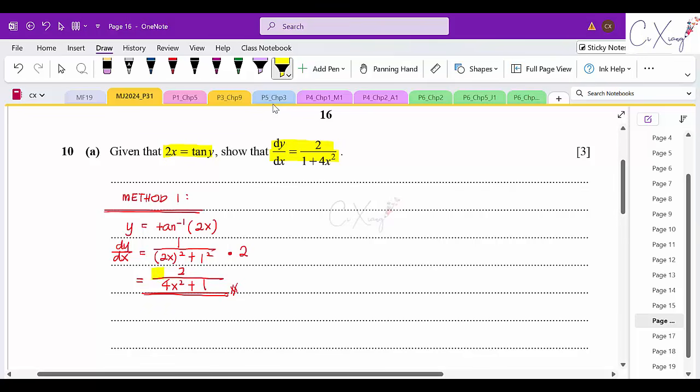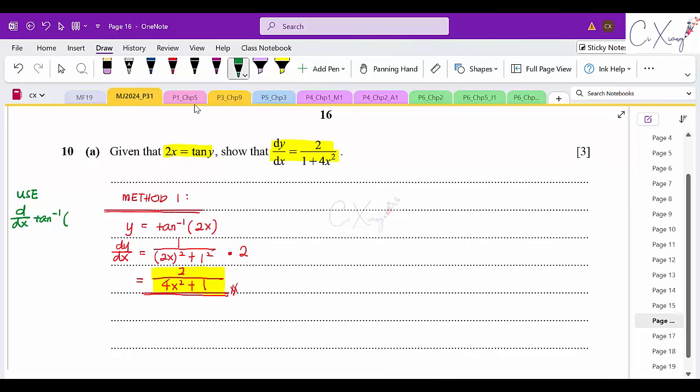Okay, so this is method number 1. We use the idea of differentiation in tangent inverse. Maybe I can help you recall a little bit, just in case you already forgot. Use the formula of differentiation of tangent inverse x, then you will get 1 over x squared plus 1. But of course, when you have the 2x in the bracket, you have to multiply with the differentiation of 2x. Therefore, the 2 appears here. Alright, so this is method number 1.